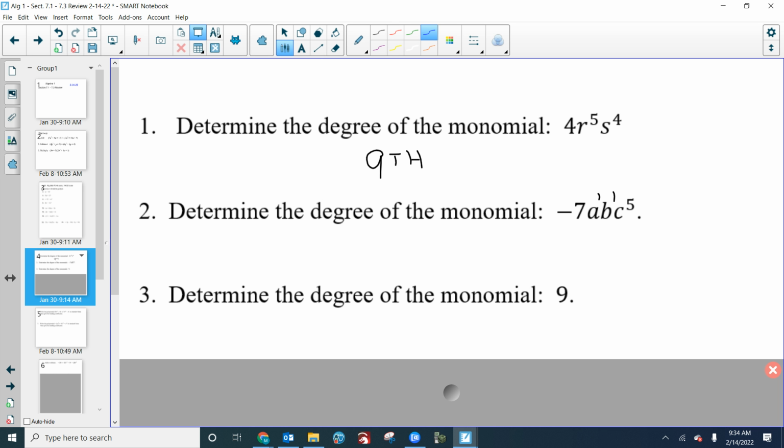So what's my degree here? 7th. Guys, do not miss these. I think they're free points. Now, number 3 has 9. There is no variable. It's a constant. What's my degree? And I'll give you a hint. It's not 1.